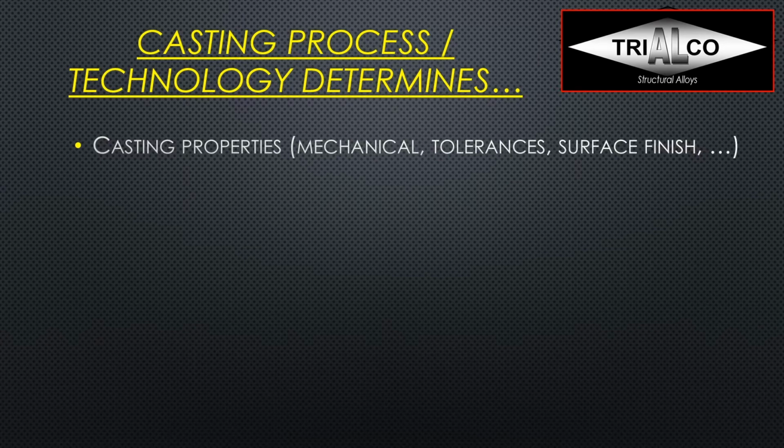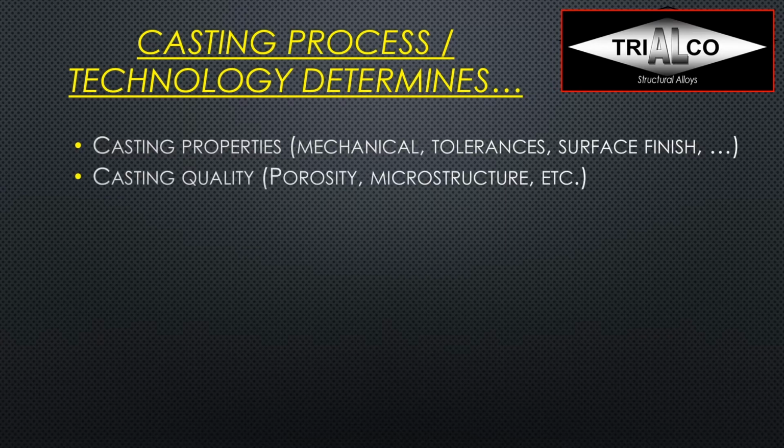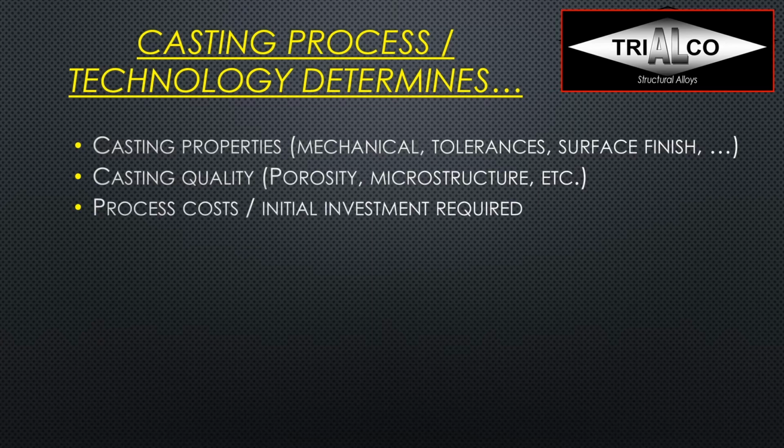The casting process you are choosing will, first of all, determine your casting properties. As we said before, it determines the mechanical properties, but also tolerances, the surface finish, and so on. It also determines casting quality, how much porosity you will get. Slower freezing processes will tend to give you more porosity than faster freezing processes. Same with microstructure. Faster freezing gives me a more fine microstructure, and so on. Then process costs and initial investment that is required, if I have to go into sophisticated steel molds, or if I can do just a wooden pattern and then create sand molds around it.